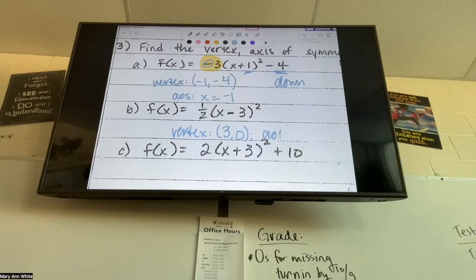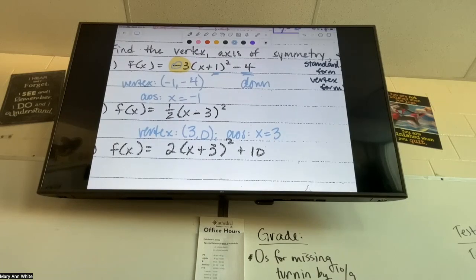What's my axis of symmetry gonna be? X equals 3, very good. And then again, look at that number out front. Is it going up or down? Up, very good.